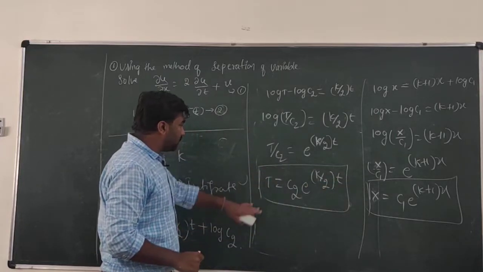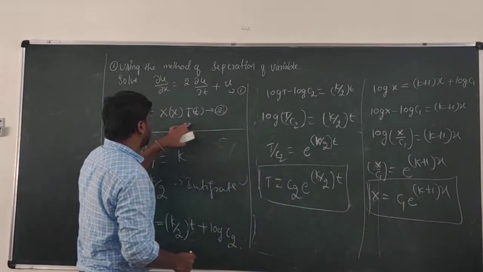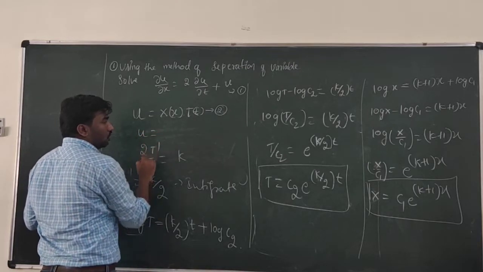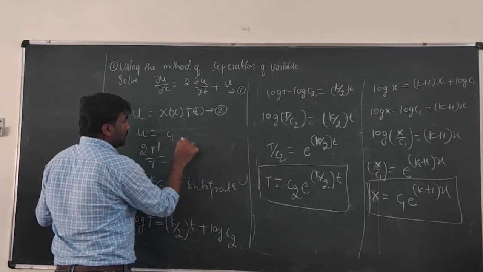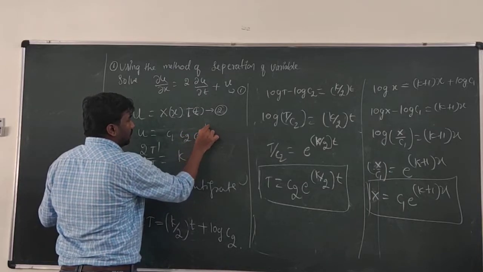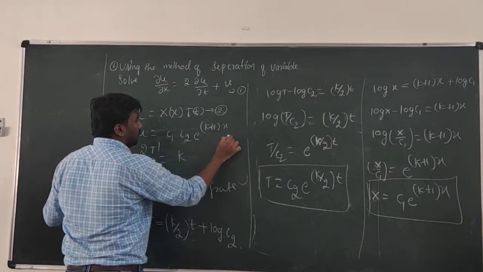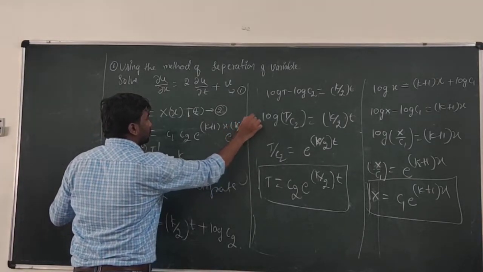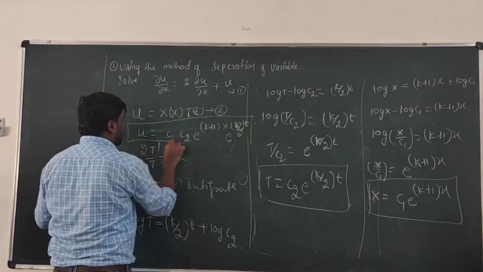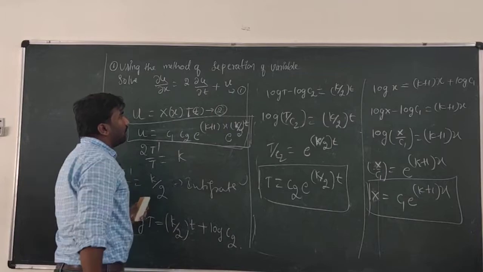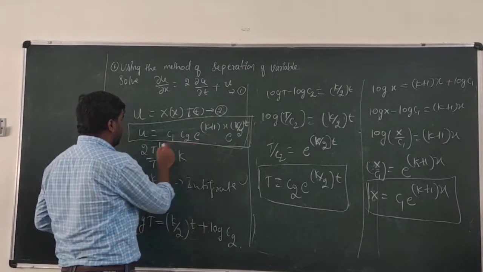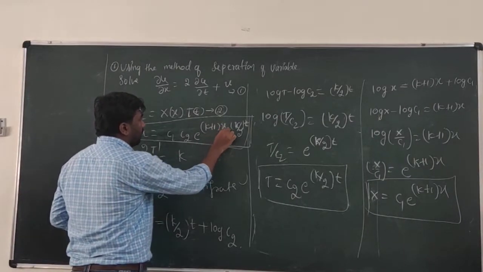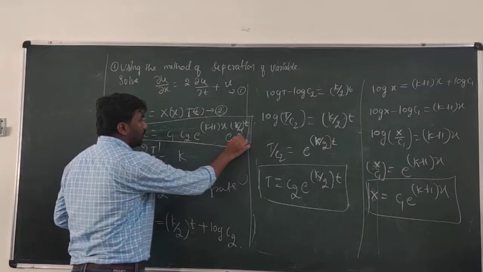Now put this T and X in equation number 2. Then we will get u is equal to c1 c2 times e to the power (k plus 1) x and e to the power (k/2) t. So this is the solution for the differential equation, equation number 1. So u is equal to c1 c2 e to the power (k plus 1) x and exponential power of (k/2) t.